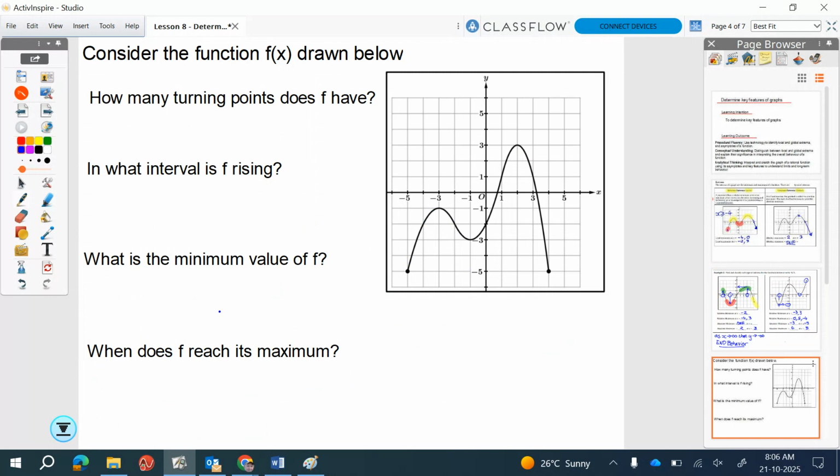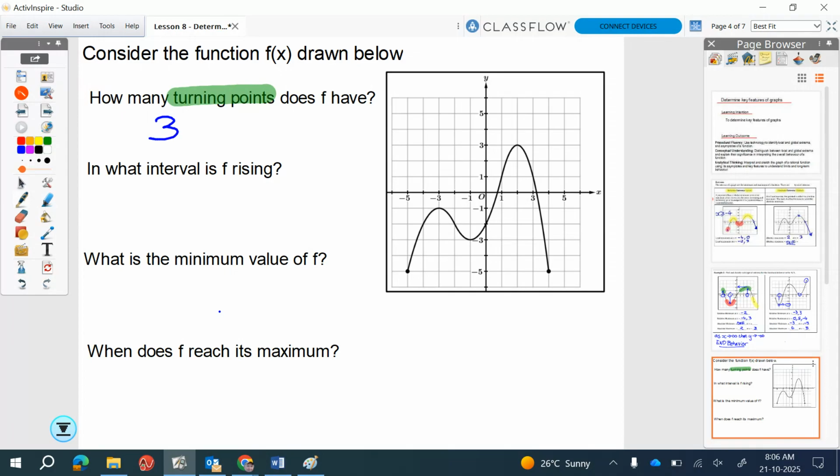So consider the function f of x drawn here in the graph. How many turning points does f have? There's a little bit of vocabulary here. Our key vocabulary on this one is turning points. A turning point is a way of classifying extreme points. So how many turning points does the function have? 3.